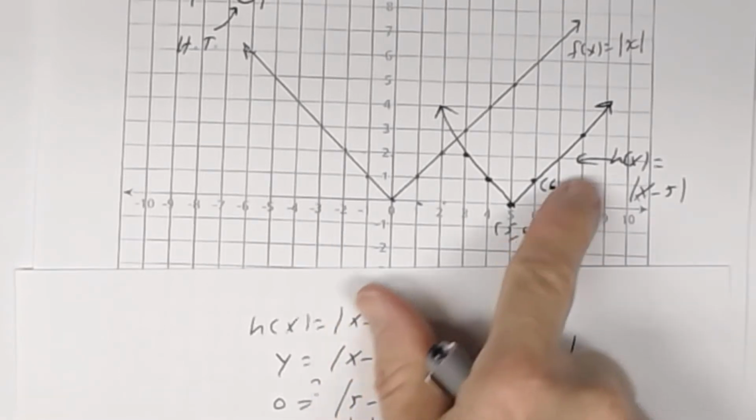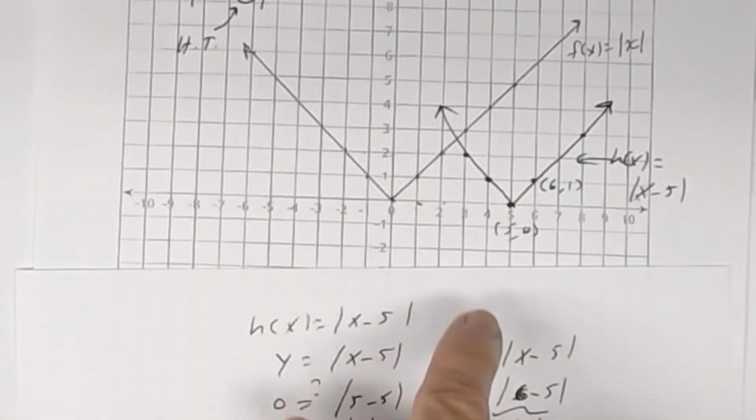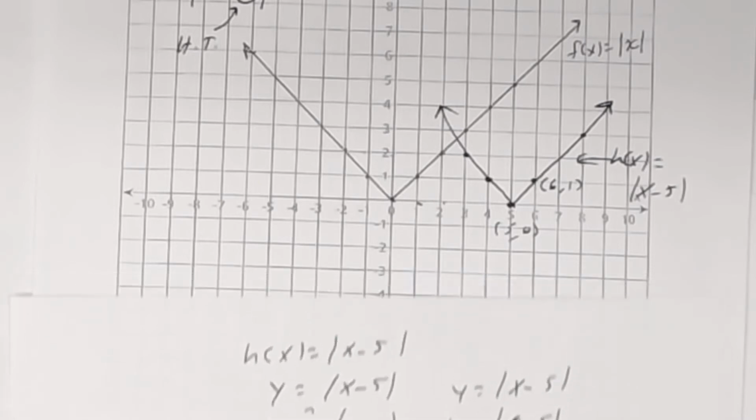Whenever you do your transformation, take a couple of those points, plug them back into your function and see if it works. Okay? All right. So that is number 1. All right, let's look at number 2 now.